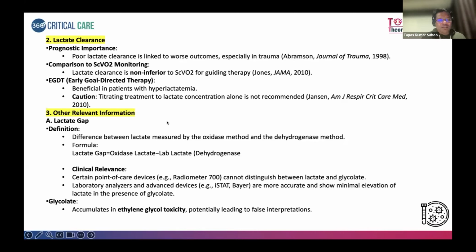And in situations like ethylene glycol toxicity, glycolate is actually accumulating, and that would be leading to a false interpretation. That means you will not get the correct lactate level by doing the ABG. So you have to send it to the lab for determining the lactate level by the lactate dehydrogenase method, where you will also get to know about the presence of glycolate that accumulates in ethylene glycol toxicity.